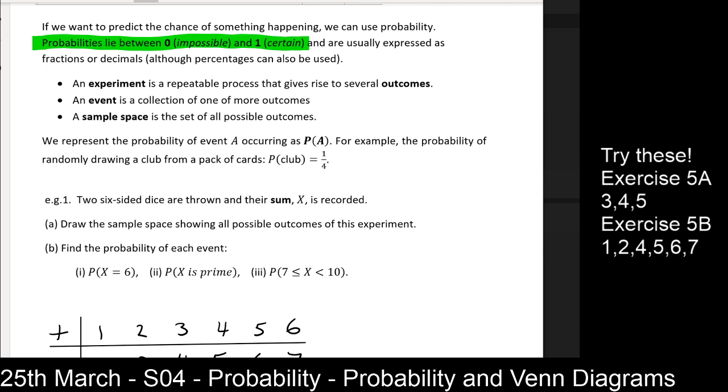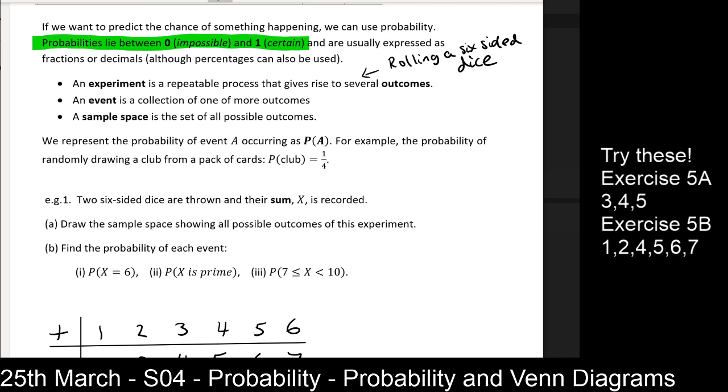Now, just to go through a few definitions, an experiment might be something like, let's say, rolling a 6-sided dice. So that would be our experiment. The event is a collection of one or more possible outcomes. So, for example, this could be rolling a 6, this could be rolling an even number, this could be rolling an odd or prime number. So it could be more than one thing happening at the same time. And then sample space shows us all our outcomes.